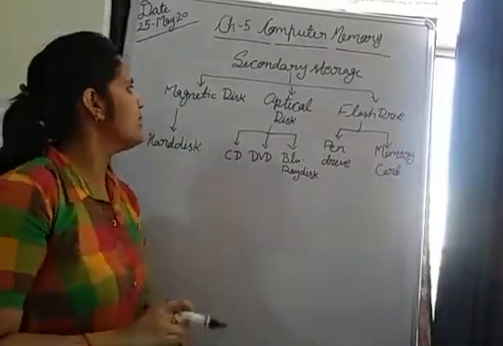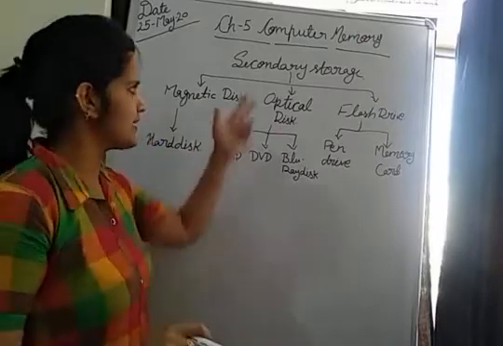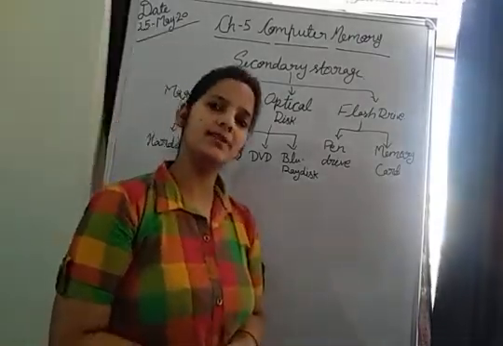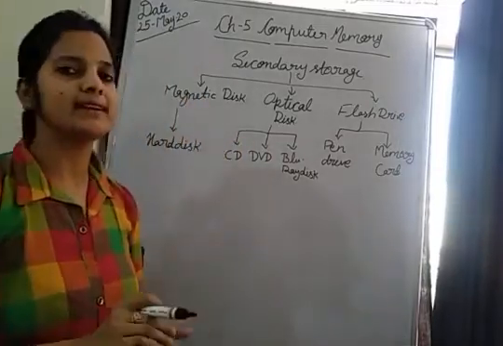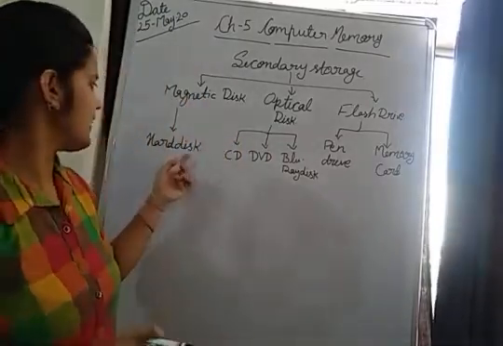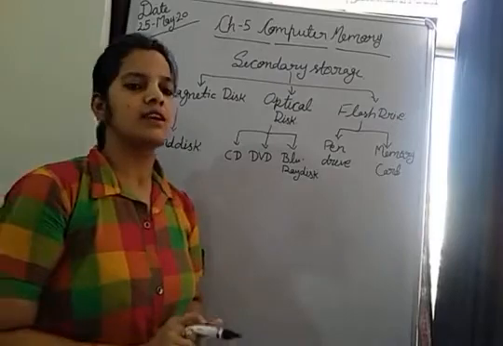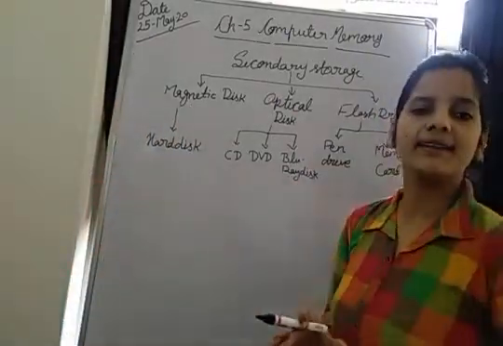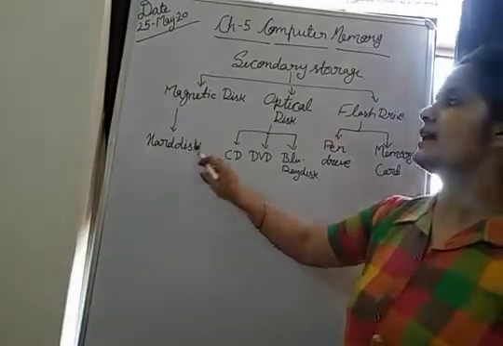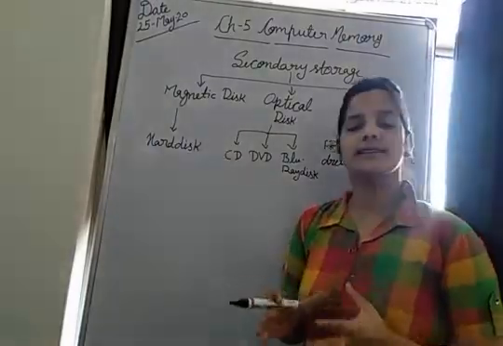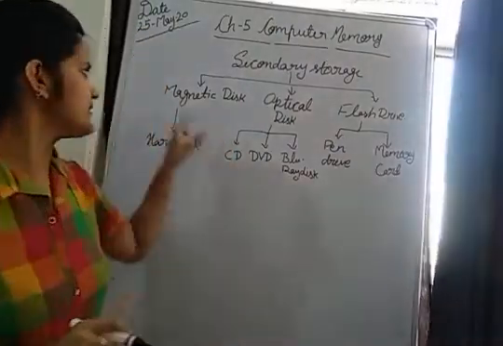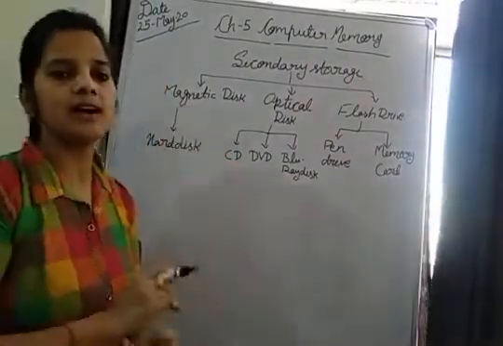Like one, magnetic disk. It is categorized into three parts: magnetic disk, optical disk, and flash drive. And then magnetic disk is further classified into hard disk. Now see, what is magnetic disk? A magnetic disk is the same as a hard disk, in which it is covered with a magnetic coating. Means in a magnetic disk it is covered with the magnetic coating.